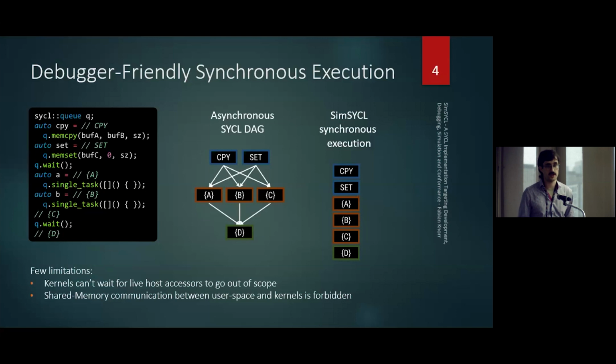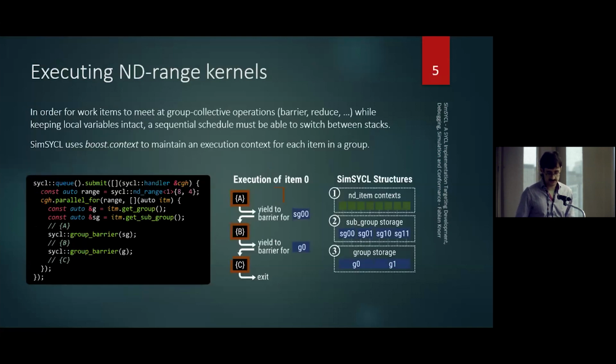No surprises there. It becomes more interesting when we look at ND-range kernels, because for those we suddenly have the problem of barriers and other collective operations between work items. And this could be solved by just spawning operating system threads, maybe, but that would be very inefficient and also hard to debug.